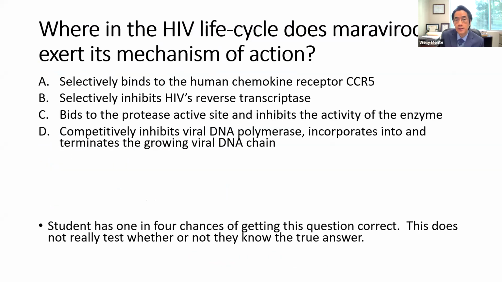So I'll give you an example. Here is a question type that the board may ask on a student's licensure exam, wherein the HIV life cycle is shown, maraviroc serves as a mechanism of action, and the student will have to essentially select the correct spot on the diagram. If it's a multiple choice question, they'll either select A, B, C, or D, and they have a 1 in 4 chance of getting this question correct. So it may not necessarily test ideally whether or not they know the true correct answer.